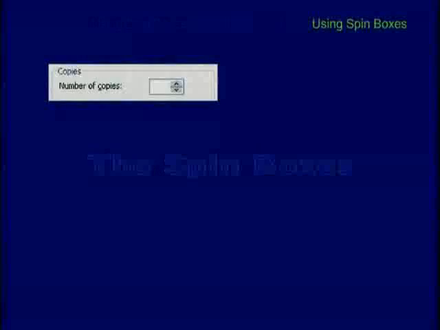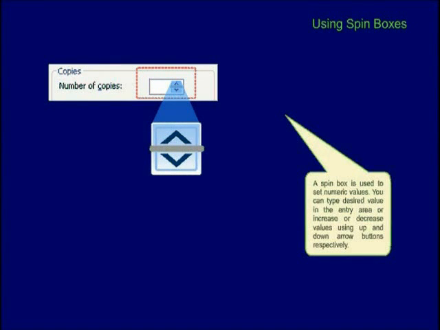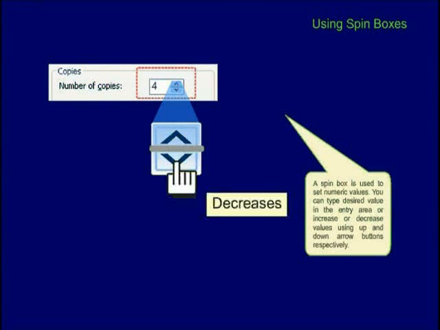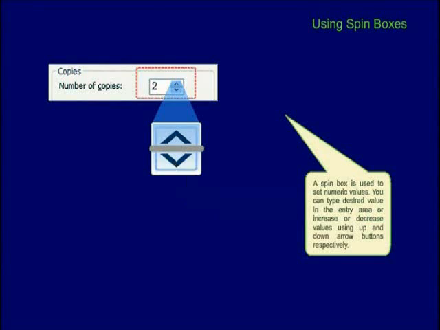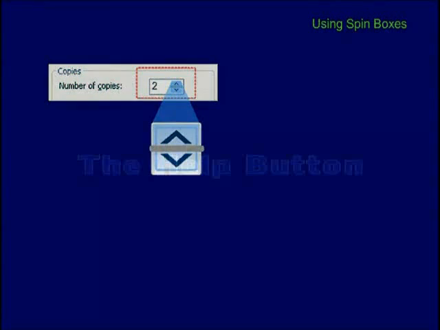A spin box has a type area and 2 buttons. These boxes are used to set numeric values. You can type the desired value in the type area or increase or decrease values using the up and down arrow buttons respectively. For example, to specify that 2 copies need to be printed, one can either type the value 2 or use the buttons.